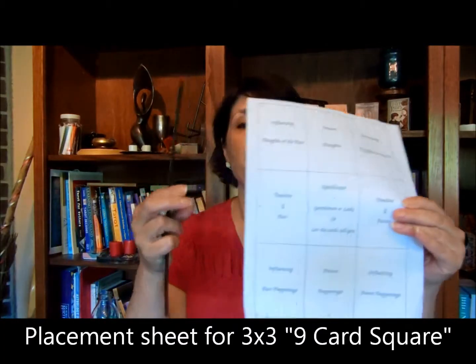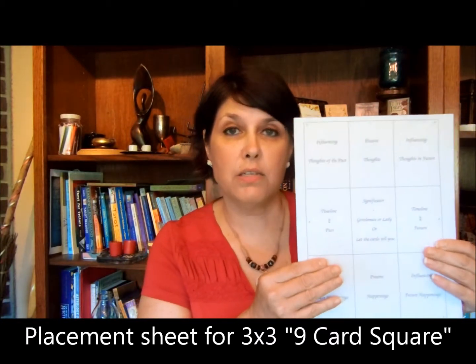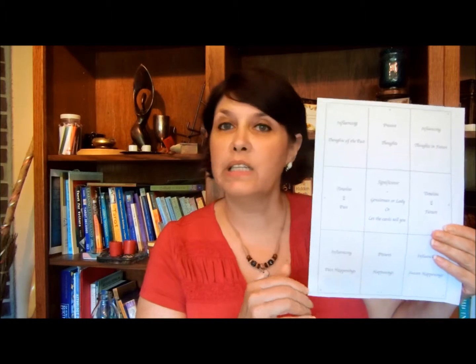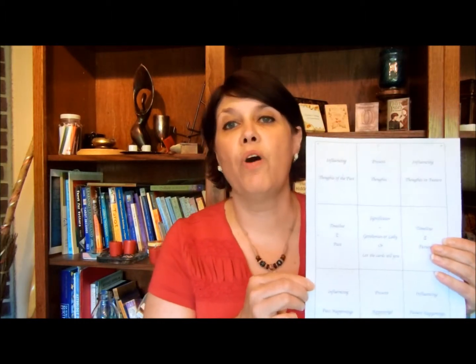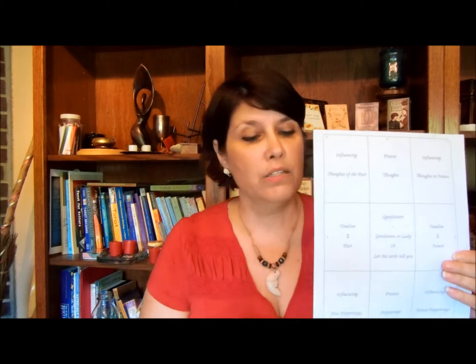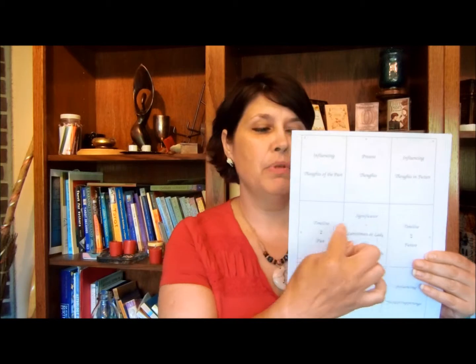Before I get the 9-card square going, I'm going to talk about it. You should have your printout, okay? I'm going to go into the lesson in just a second, but I want to make something really clear about this sheet. This sheet is going to help you with all of your bigger readings. Do you remember that 5-card line we did? Well, it's going to be similar right here.